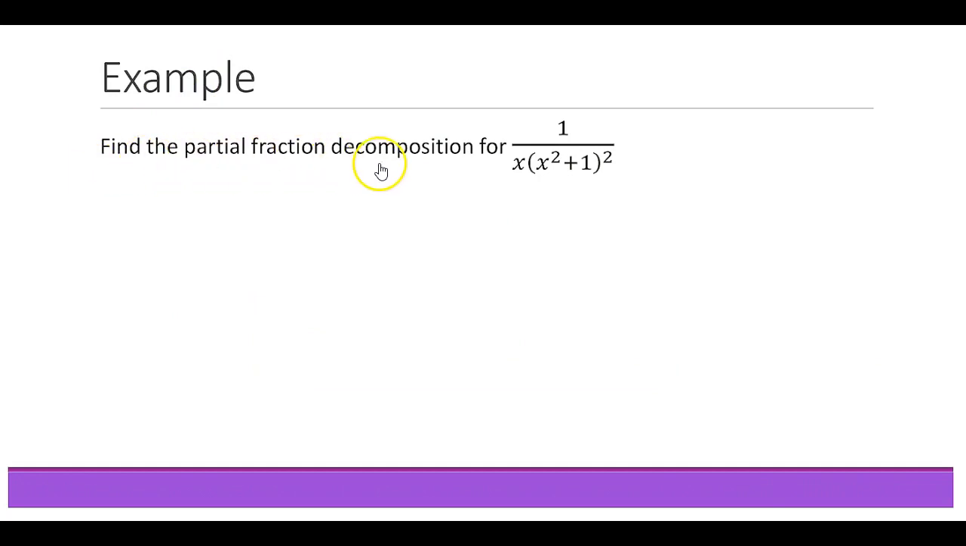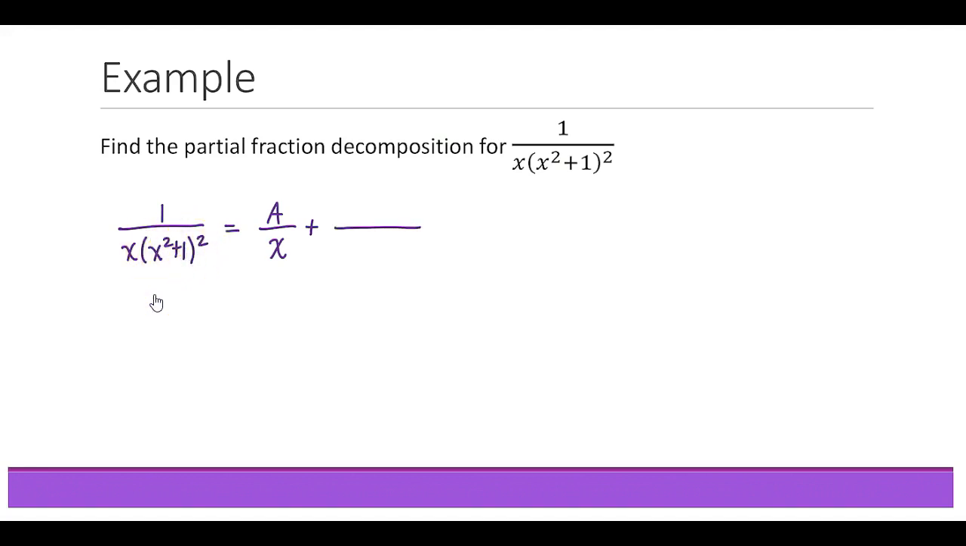In this example, we'll again find the partial fraction decomposition for this rational function, where again the denominator is already factored, so that works out nicely. So we'll write our rational function, and that's going to have to equal, so this time we're going to have a constant over the term x, because it's x to the first, it's linear, so we're going to have a constant over x. But this time we have x squared plus 1, which is an irreducible quadratic that is squared.